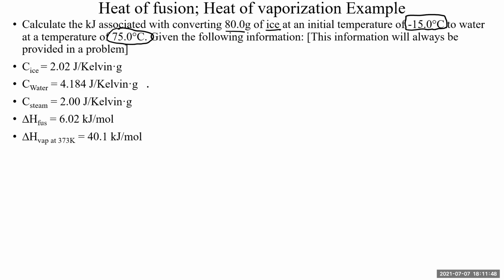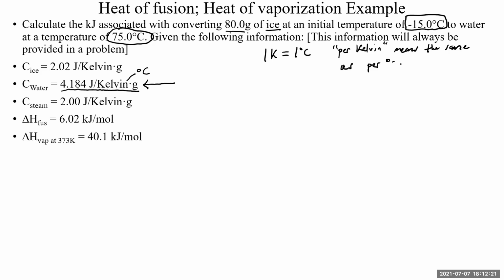And the only thing I want you to memorize from this list is the same thing I've always been saying, the 4.184 joules per Kelvin gram. By the way, whether I put kelvins or Celsius, it's the same thing. Remember, 1 Kelvin unit equals 1 degree Celsius. And since we're taking it per Kelvin, per Kelvin and per Celsius are exactly the same thing.